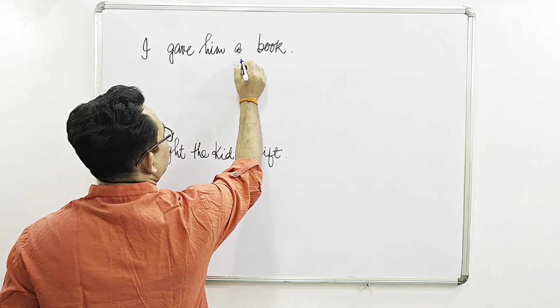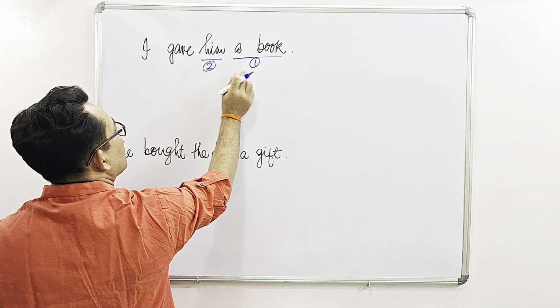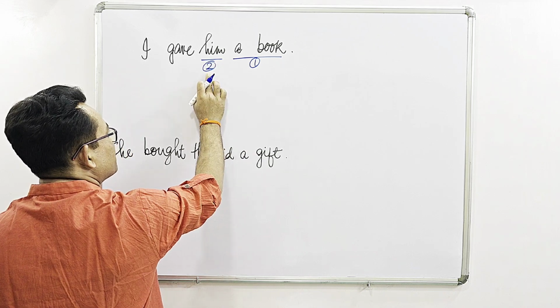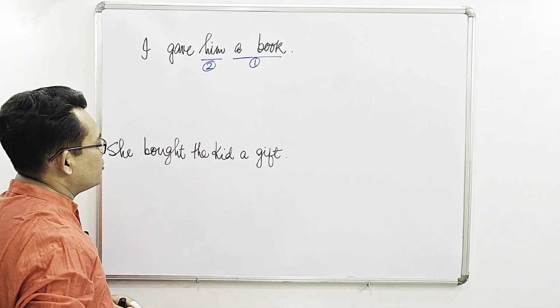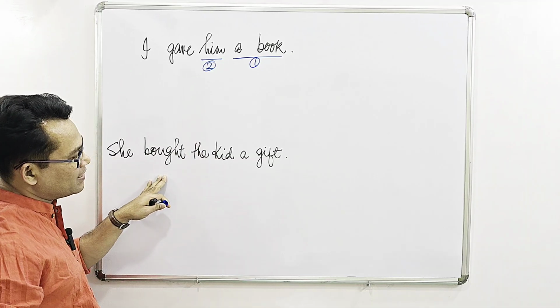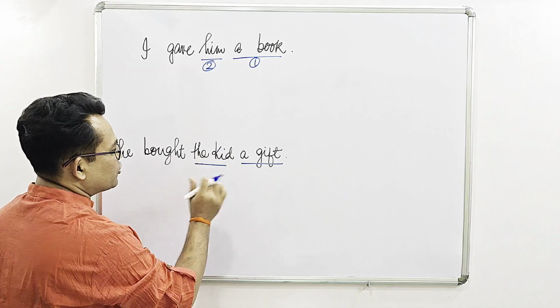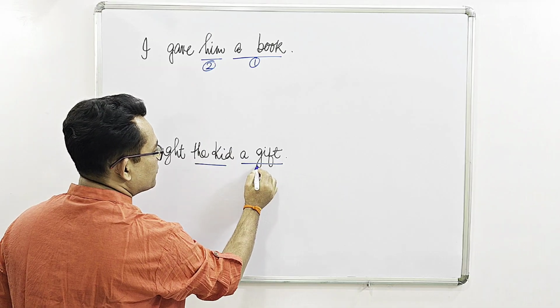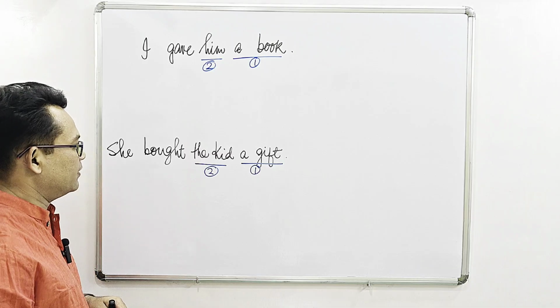In the first one, object 1, object 2, or the primary object and the secondary object. That means a book, this phrase, is the primary object and him is the secondary object. Here, she bought the kid a gift. Two objects are the last two phrases. The primary object is a gift. The secondary object is the kid.